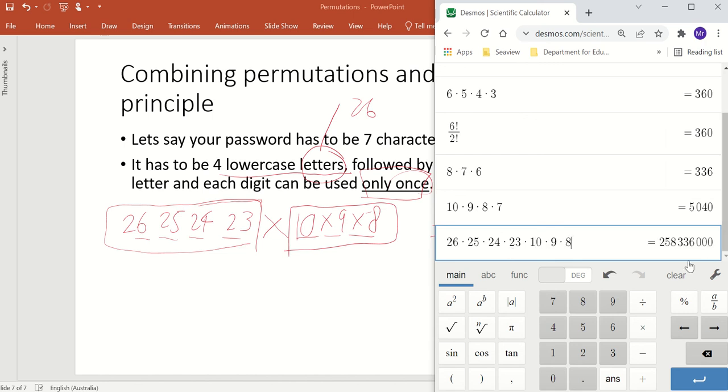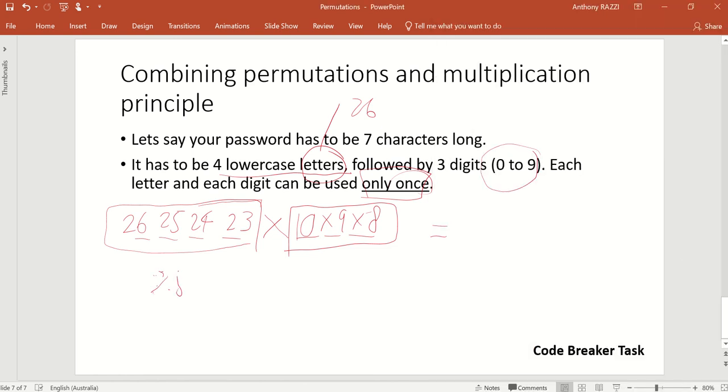Wow, what is that? 258 million. So 258,336,000. Oh, my pen's not working. 258,336,000 different permutations. And then as soon as you start adding in symbols and capital letters, your passwords get a lot harder to crack. So in saying that, I want you to have got this code breaker task.